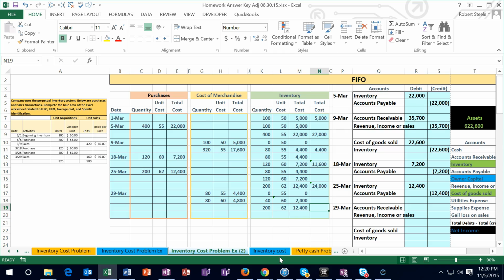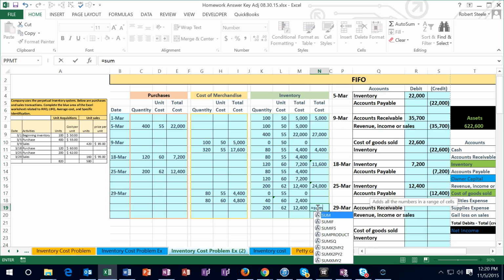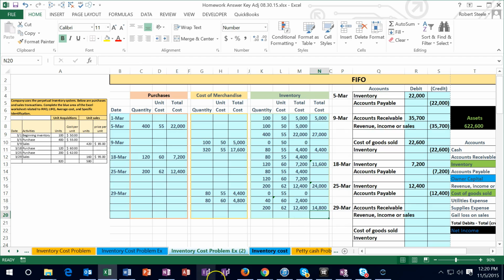Now I'm going to sum these up. So we have a dollar amount 0 plus the 24 plus the 12.4. So we're going to say equals SUM of the 0 plus the 24 plus the 12.4 gives us the 14.8. All right, so let's record this transaction.